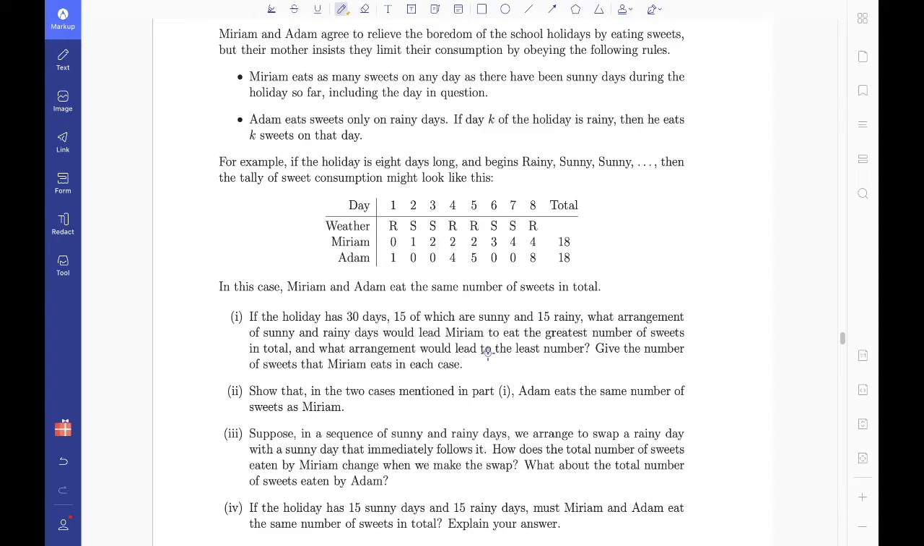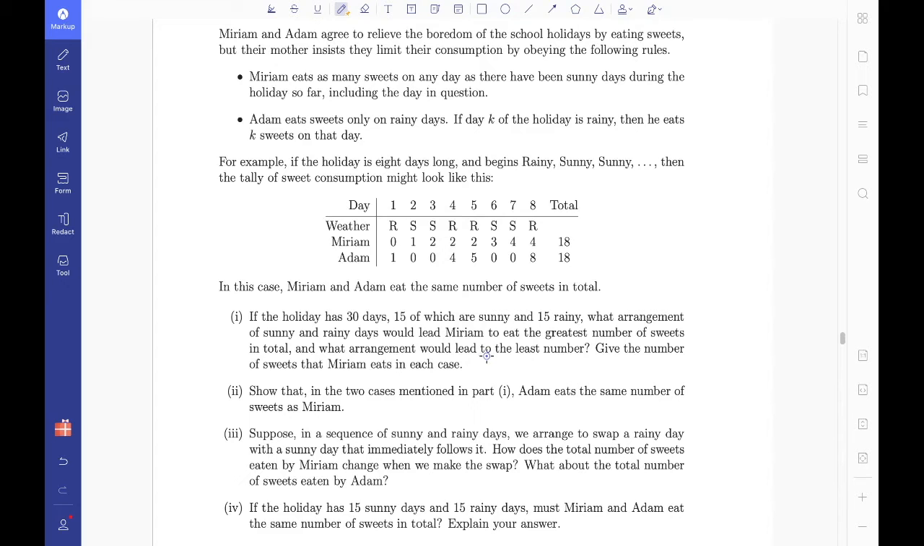Adam eats sweets only on rainy days. If day K of the holiday is rainy, then he eats K sweets on that day. For example, if the holiday is 8 days long, then this happens, and we can see those rules are obeyed there.